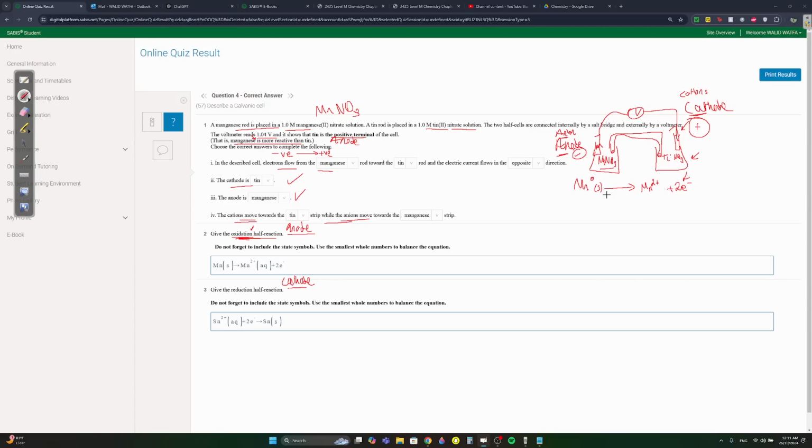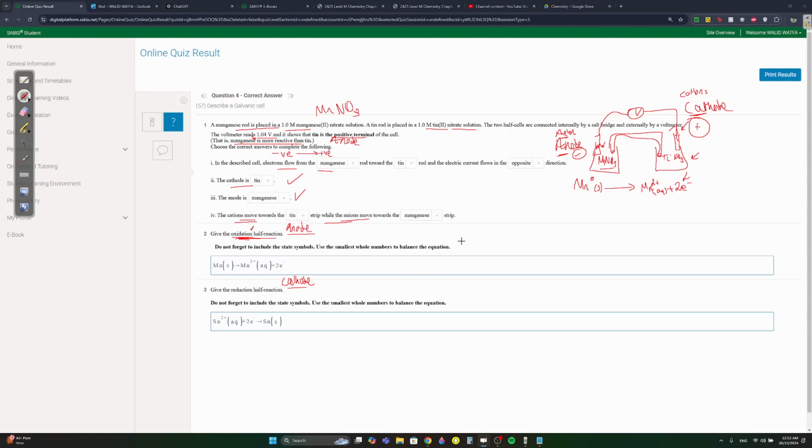Here, obviously you need to put state symbols. This would be aqueous. And electrons, you don't put their sign. They're just like this. So Mn solid, obviously, it was solid because it was a strip, and then became aqueous. Some people might have difficulty knowing what the charge of manganese is. In the exam, they're not going to give you manganese. They're probably going to give you copper and silver or something easy. But this is just to test you.